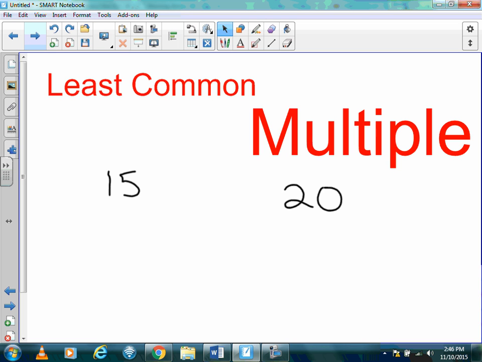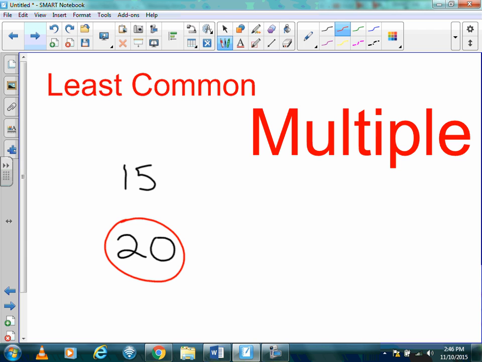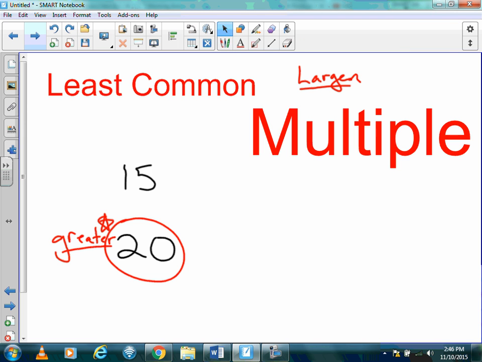Now, what we're going to do is the old-fashioned way, and we're going to find the first 4 or 5 multiples of the larger number. Use the larger number first. Show you why. The larger number is 20. The first multiple of 20 is 20. So the answer has to be 20 or greater, and I think it is greater.